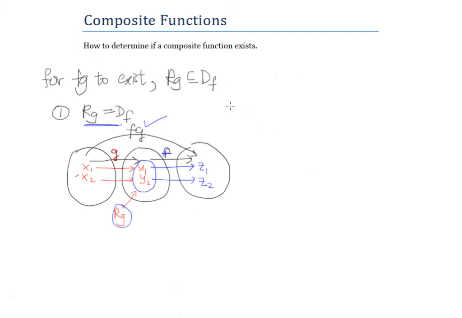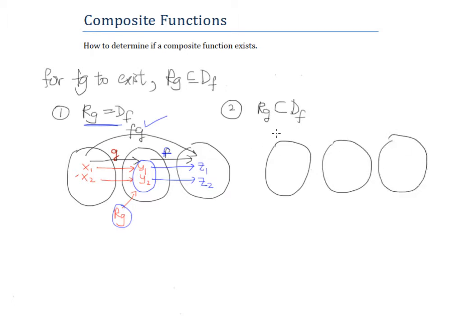Now let's talk about the second case. The second case says that the composite function, which is the shortcut, can exist if the range of g is a subset of the domain of f. It's very similar to the picture we have over here. Let me try to draw the three circles one more time. Again, we are trying to investigate if the shortcut fg exists. So this is the shortcut fg.